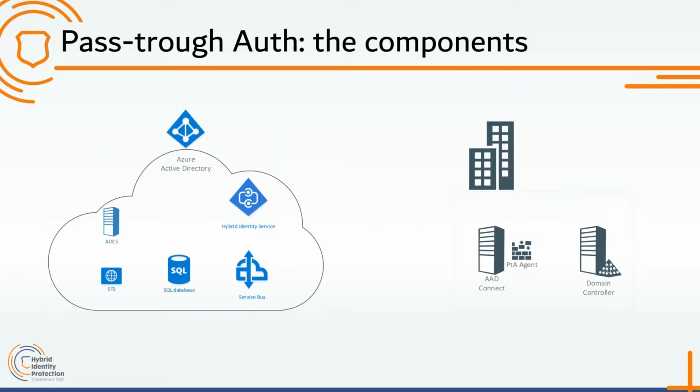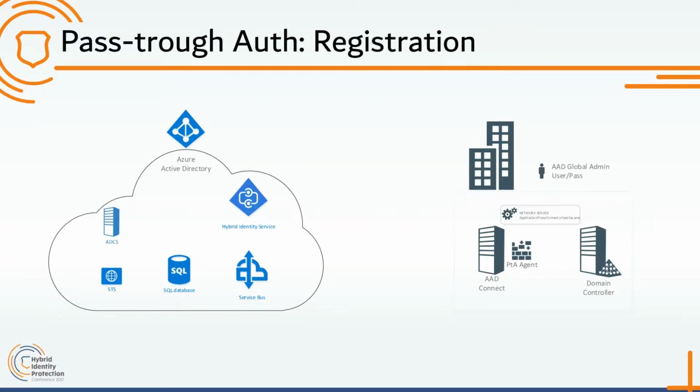So let's dive into what actually happens. The components involved on the Azure Active Directory side: you have the STS, that's the page where you put your username and password. You have a hybrid identity service, and that's the service that keeps your domain type, whether it's managed, federated, pass-through authentication, or seamless sign-on. There's an SQL database, there's a service bus, and there's actually a PKI infrastructure in there as well. So let's see what happens when we enable pass-through authentication and enroll the first agent.